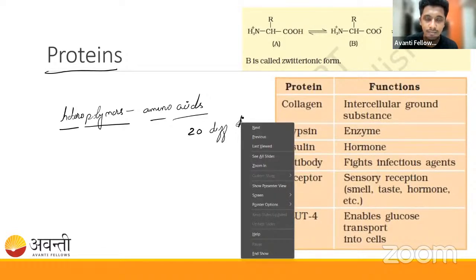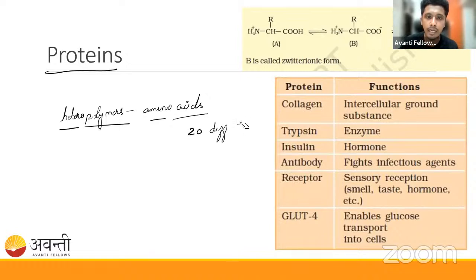Yes, 20 different types of amino acids. Based on our requirement, we have essential and non-essential amino acids. There are 11 amino acids that are non-essential, and there are 9 amino acids that are essential. What are the essential amino acids? Those which we have to get through our food. What is a non-essential amino acid? Something which our body can synthesize by itself.